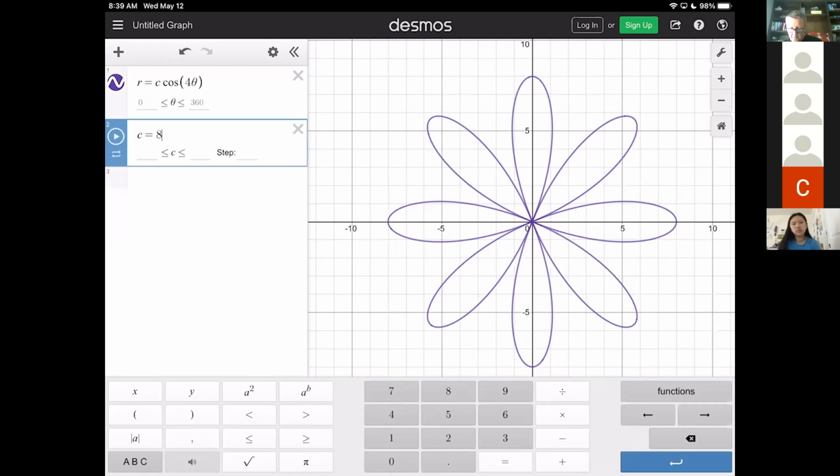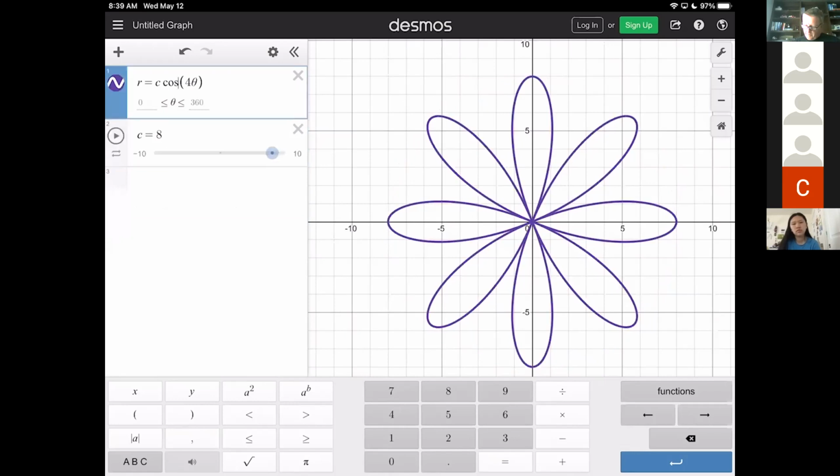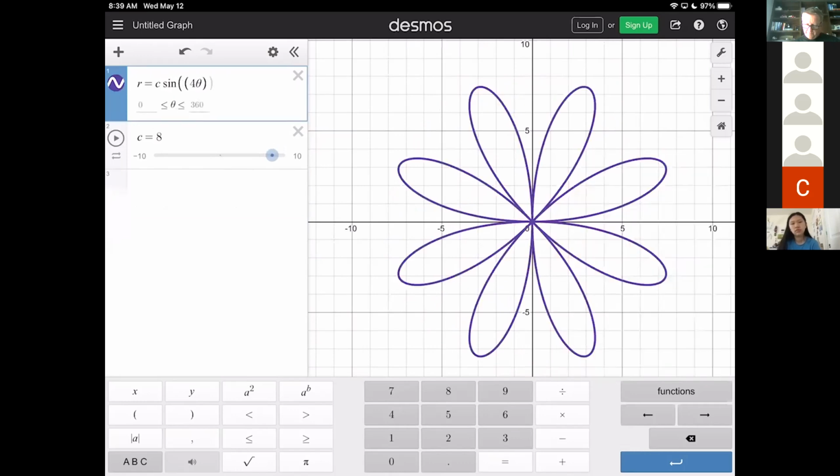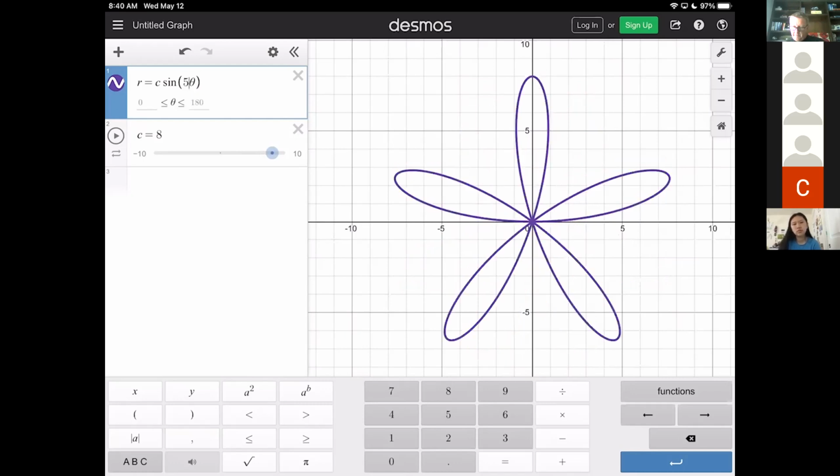So collectively, those have a name called roses. And it turns out that sine and cosine really don't make any difference. So if I go back in here and make this a sine equation, maybe the petals rotate 90 degrees or they rotate somehow. I think they do, but notice it still creates a flower with a radius of 8 and it still has double the number of petals. And if I put 5 in here, it's going to have 5 petals. And so that's kind of fun.